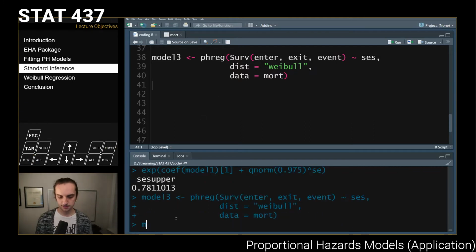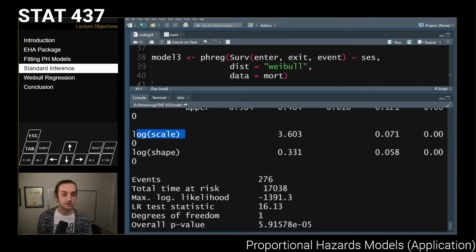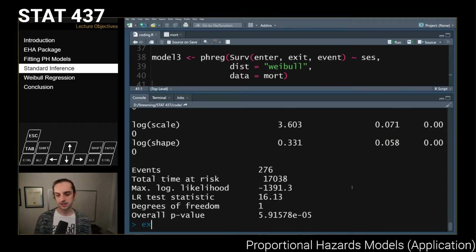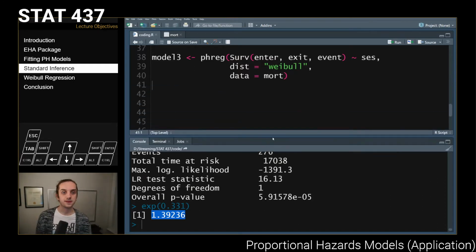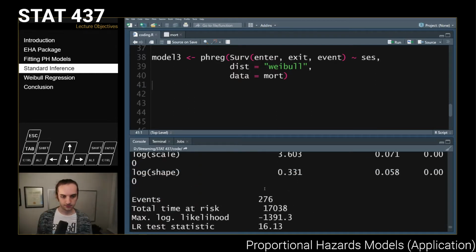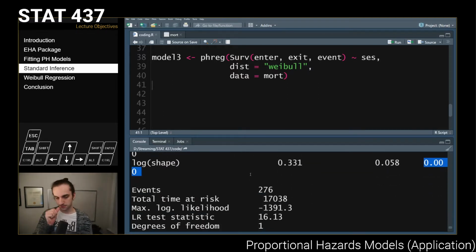So we look at model 3 here, we can consider this output down here, and you can see that now instead of just getting the log scale estimate, we also get a log shape estimate. Our log shape estimate is 0.331, and if we were to exponentiate that, we get about 1.4, so it seems our estimate is quite a lot higher than 1, right? If we look at the hypothesis test, this is a test of it being equal to 0, and if the log equals 0, then the shape parameter equals 1.